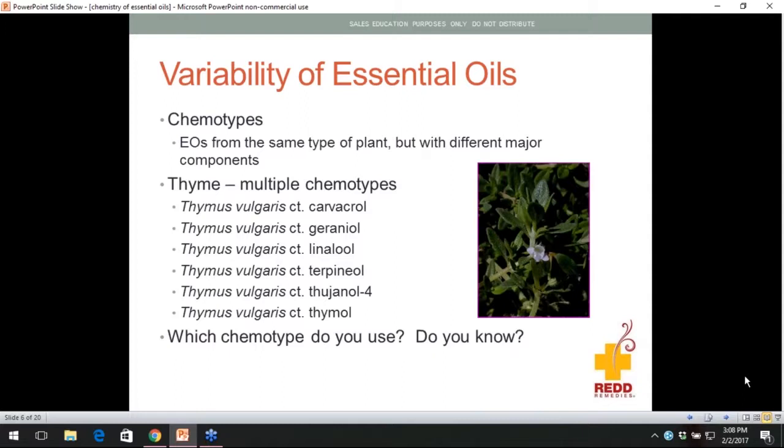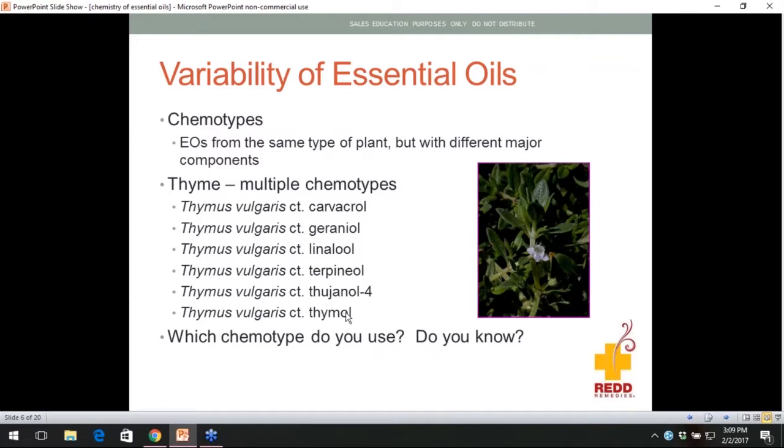Now, a chemotype is basically essential oils from the same type of plant, but with different major components. Thyme is a really good example of a single species with multiple chemotypes. So you have Thymus carvacrol, you have Thymus geraniol, and then you have the linalool, and the terpineol, thymol.